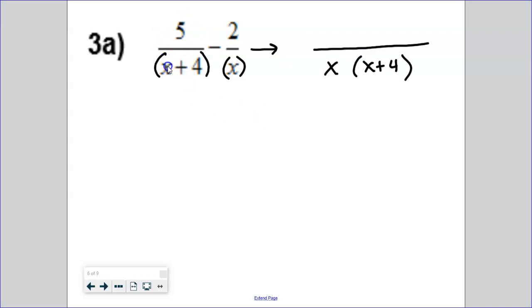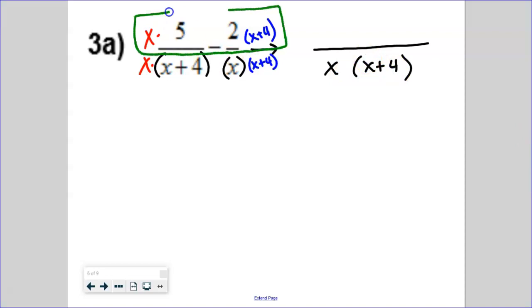Now I go back and build up that common denominator. This first fraction has the x plus 4. It's just missing the x. So I'm going to multiply both the numerator and the denominator by an x. The second fraction has the x. It's missing the x plus 4. So I'm going to multiply both the numerator and the denominator by the x plus 4. The good news is the denominator is there. You don't have to rewrite it. You already wrote it when you came up with the common denominator.